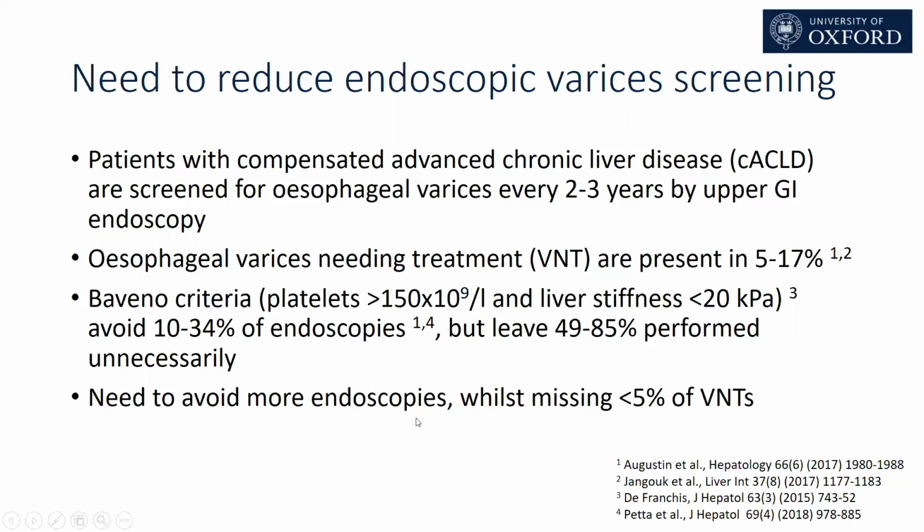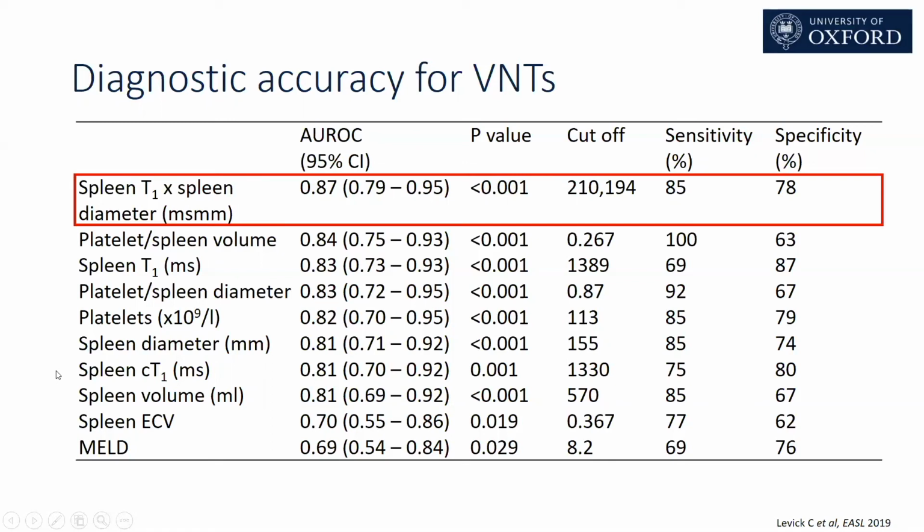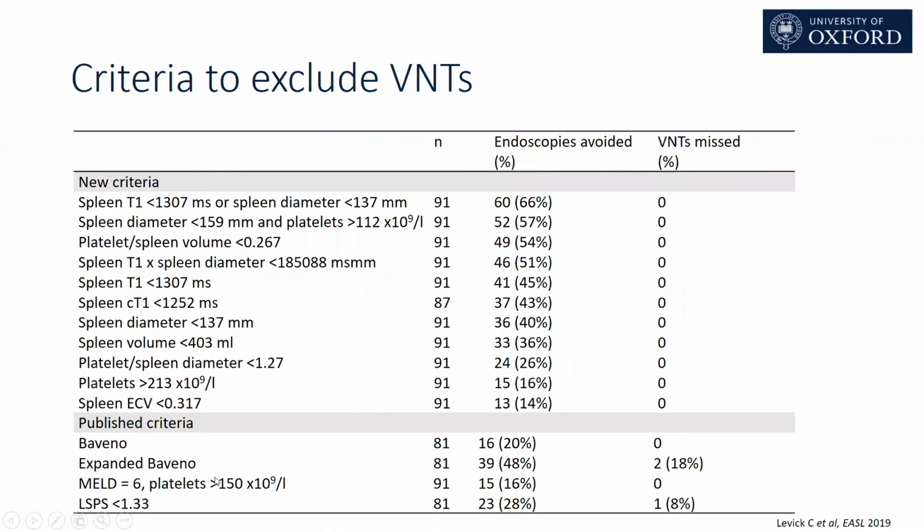So this is what we did in our second study, where we looked at firstly the diagnostic accuracy of spleen parameters for varices needing treatment. So this is looking at the positive predictive value of the measurements. We looked at a variety of spleen parameters, but the one that performed best was the product of spleen T1 and spleen diameter, which had an AUROC of 0.87 and sensitivity and specificity of around 80%, which again is quite good. We also looked at parameters that could be used to exclude varices needing treatment akin to the Baveno criteria.